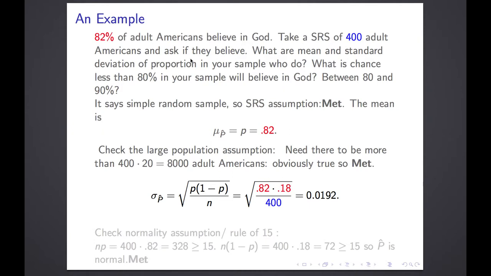Your call. But here we end up with 0.019, about 2%, and that's a pretty typical standard deviation of the sampling distribution. We call it a standard error. For this size sample, bigger samples it may get a little less, smaller samples it might be a little more.